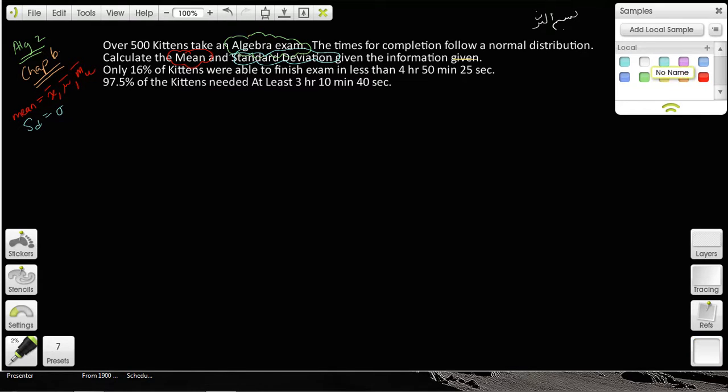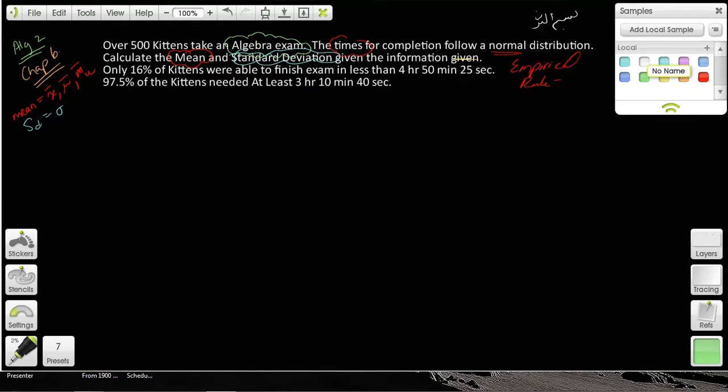The most important aspect of this type of question is to understand the data, to understand what is given to us. We're told that 500 kittens take an algebra exam, and that their times for completion follow a normal distribution. This is very important because it tells us that we can use the empirical rule, the 68, 95, 99.7% rule that we have learned previously. So it looks like this is going to be a normal distribution type question.